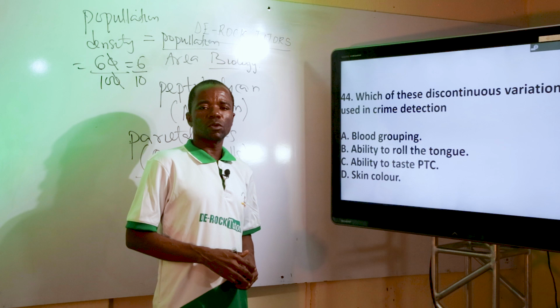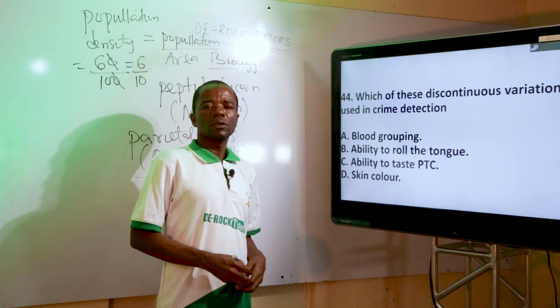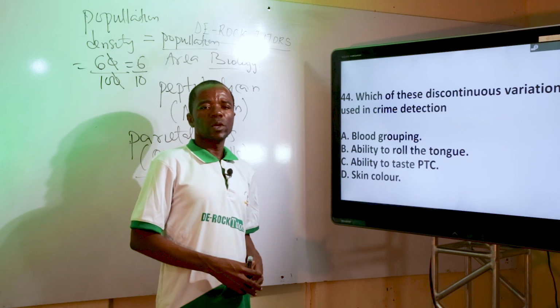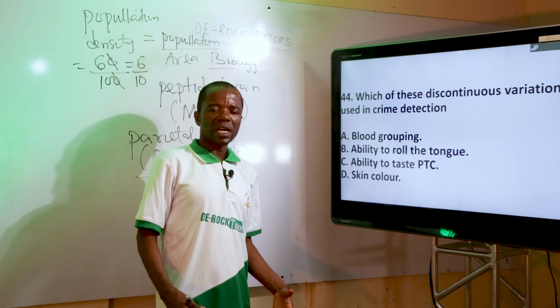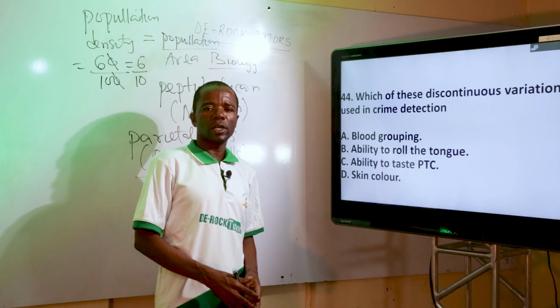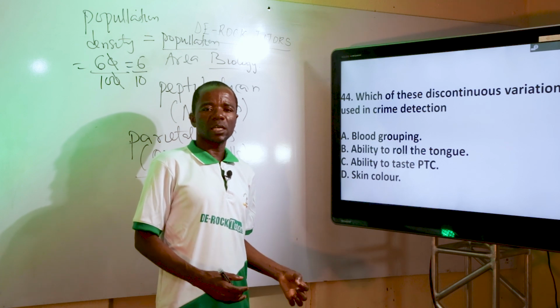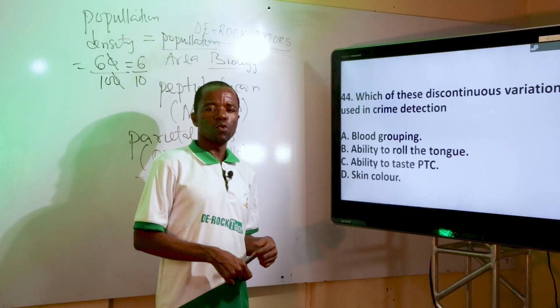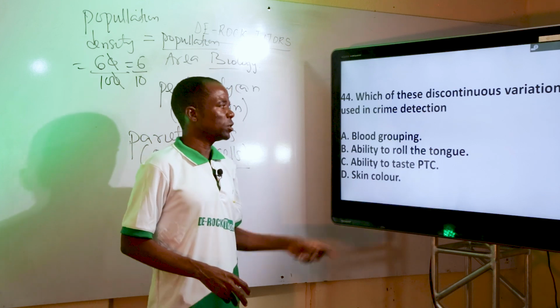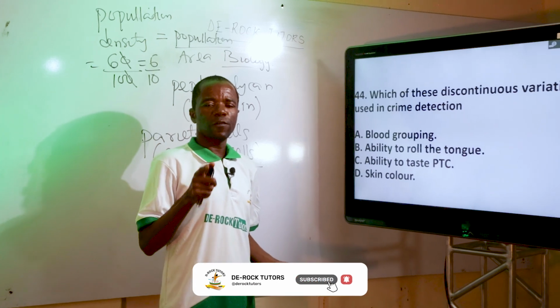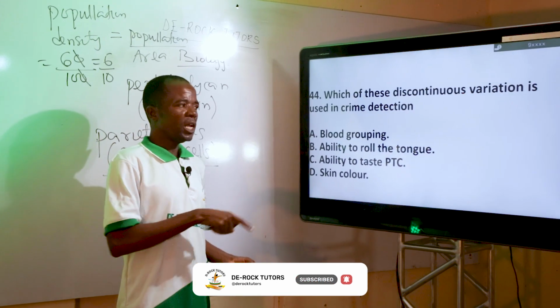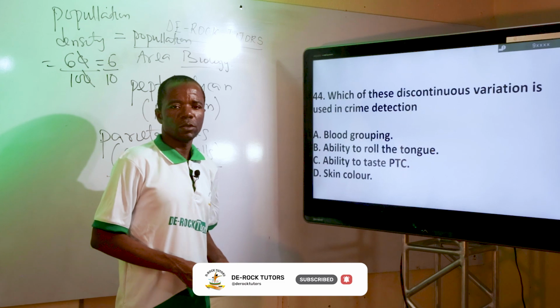Imagine a person goes to rob a house and in an attempt to escape injures him or herself. Now the blood left at the scene of the crime will actually be used by detectives to track down who the armed robber is. So the correct answer here is blood grouping. Don't forget that fingerprint can also be used in crime detection.